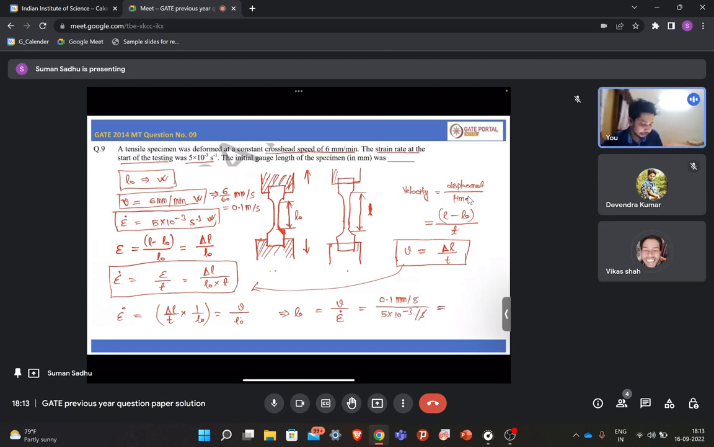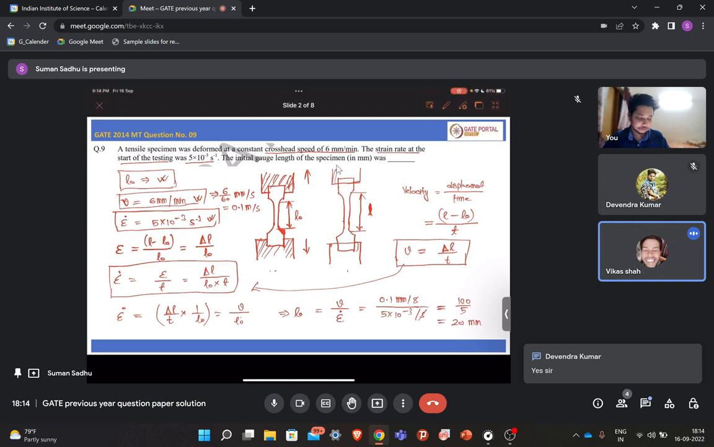So what will be the gauge length? Initial gauge length L naught, how much are you getting? Right. So initial gauge length is 20 millimeter. Everyone understood up to this part? Anyone has any doubt? Okay. So the answer is 20 millimeter. This was a very simple question.